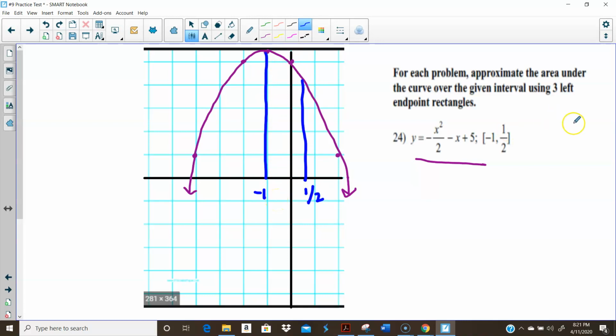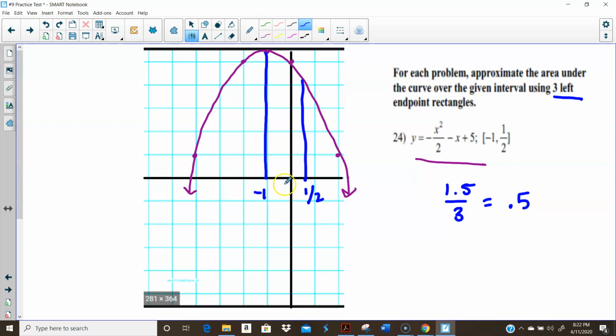Now it's asked me to use 3 rectangles. To use 3 rectangles, the first thing I have to do is find the distance between these 2 points. We know that from -1 to 0 is 1, and from 0 to a half is a half. So I'm looking at 1.5, or 1.5 divided by 3. This means each of my intervals is going to be 0.5, or a half.